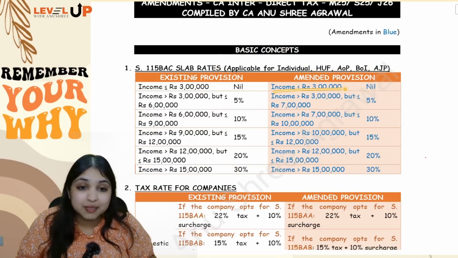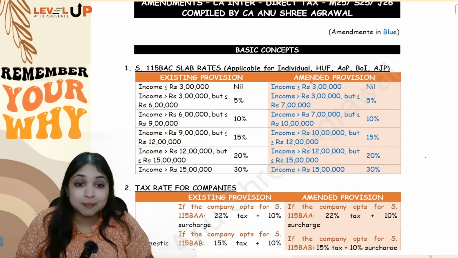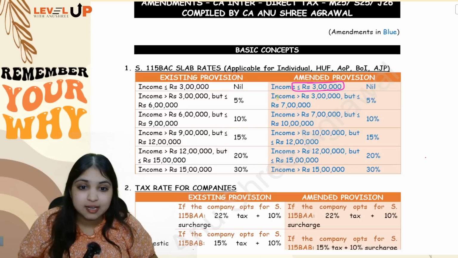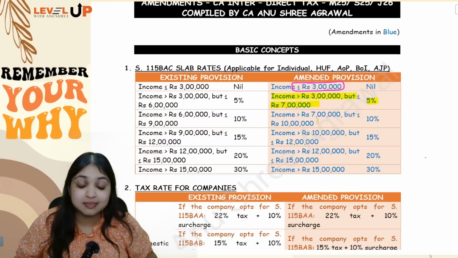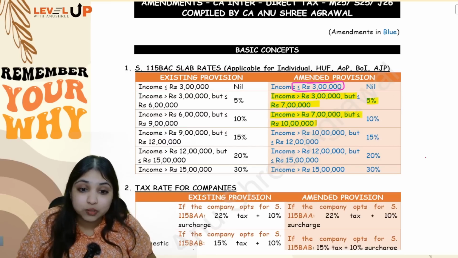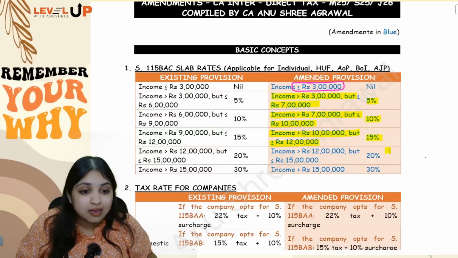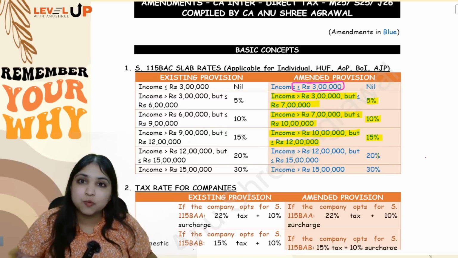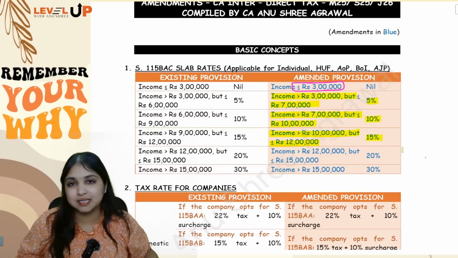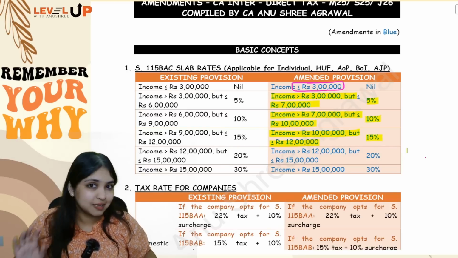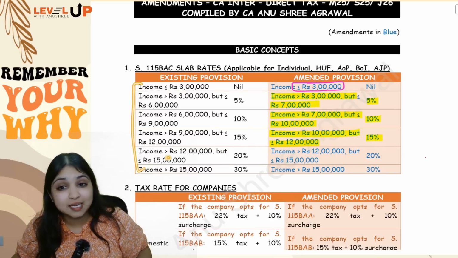Now, if the income is up to 3 lakh, no tax. So 3 lakh becomes our basic exemption limit. Then where is the change? The first change is in the second slab. Income more than 3 lakh but up to 7 lakh, 5% tax. Income more than 7 lakh up to 10 lakh, 10% tax. Income more than 10 lakh up to 12 lakh, 15% tax. The last two slabs remain the same. Income more than 12 lakh up to 15 lakh, 20% tax, and income more than 15 lakh, 30% tax. What was the existing provision?